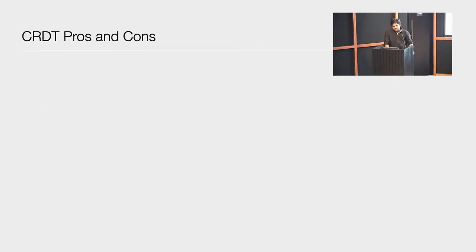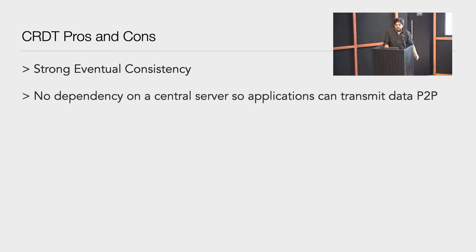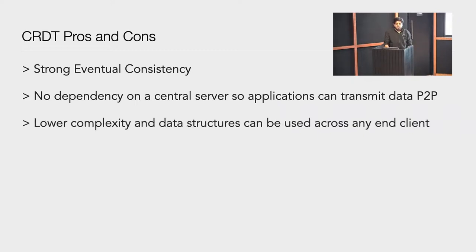Again, it comes with its own pros and cons. The pros are, yes, you get strong eventual consistency. There's no dependency on a central server, so you can transmit P2P. There's low complexity because you don't have to develop intensive algorithms to do all of this. Because I gave you just two problems in networking: your server packets arriving twice, or your packets arriving out of order.